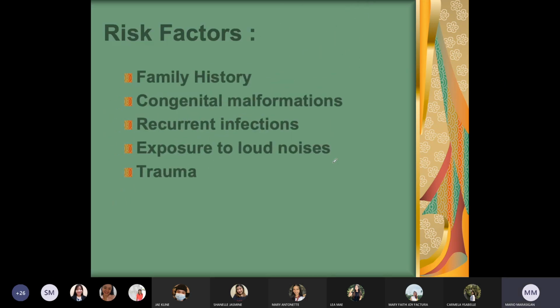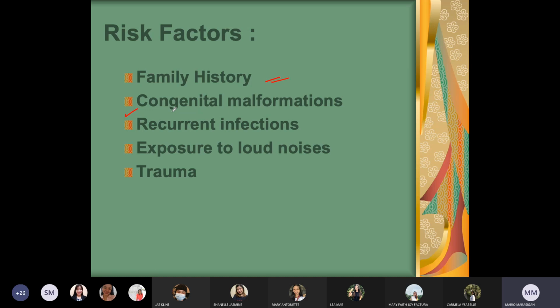Okay. Risk factors. You ask whether you have some family history, like for example, the inner problem, the Meniere's disease. So it can be acquired through hereditary, sa lahi. Congenital malformations, okay.